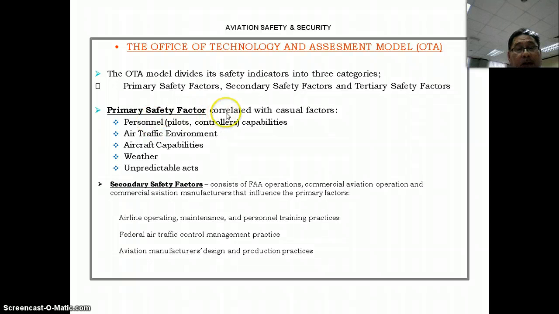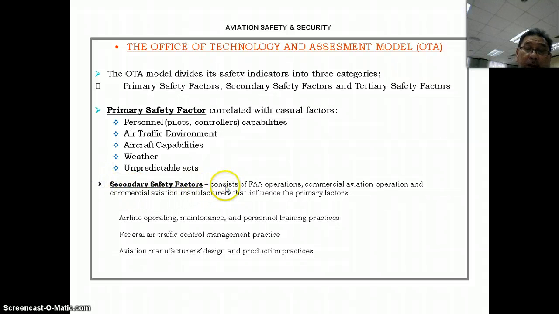Primary safety factors are correlated with causal factors, such as personnel, which is what? Pilots, controllers, and their capabilities. Air traffic environment, aircraft capabilities, weather, unpredictable acts.